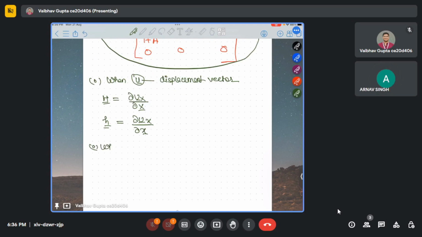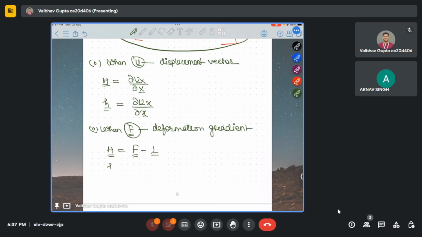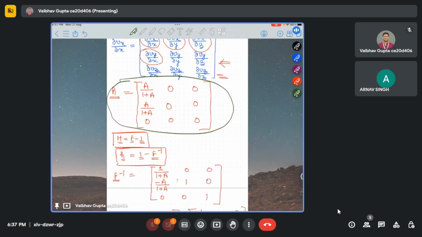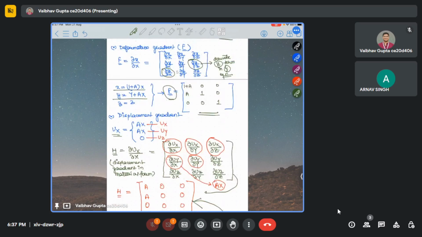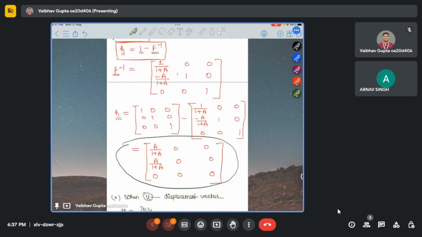And when the deformation gradient is given, you can find it from above also, but just for simplicity I am telling you, so that you can remember these things. Capital H is nothing but F minus identity matrix, and small h you can find out with this also. So now you know how to calculate F, and how to calculate H and small h also.